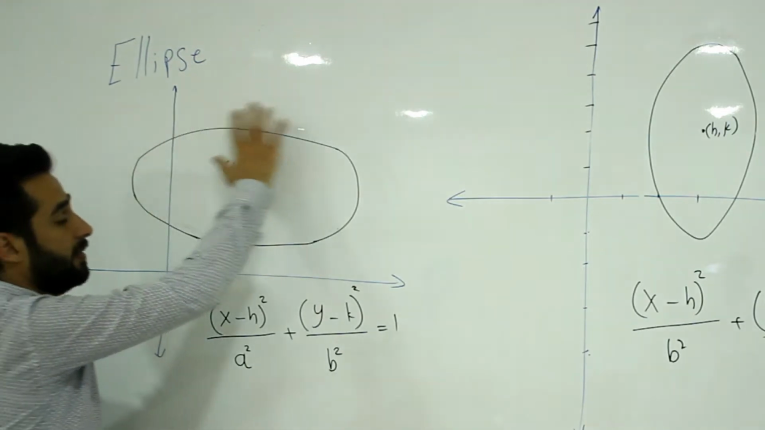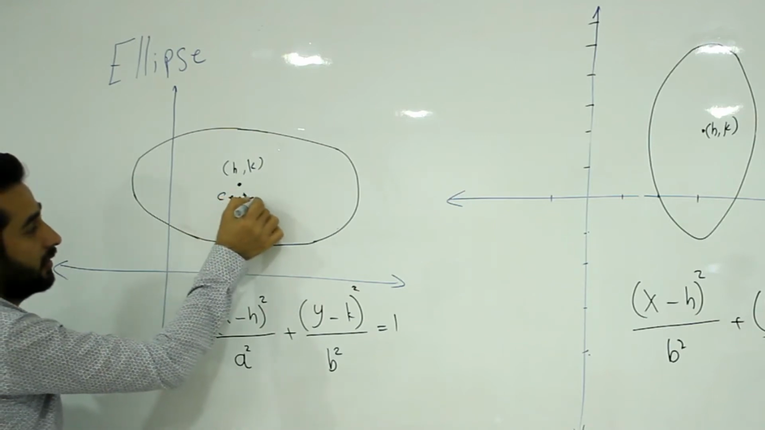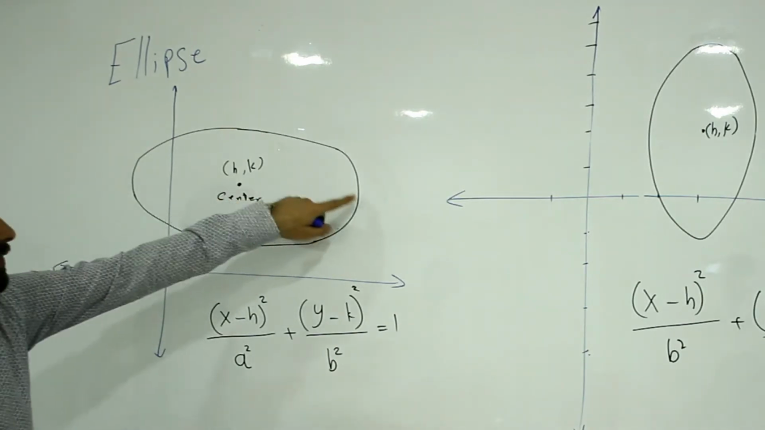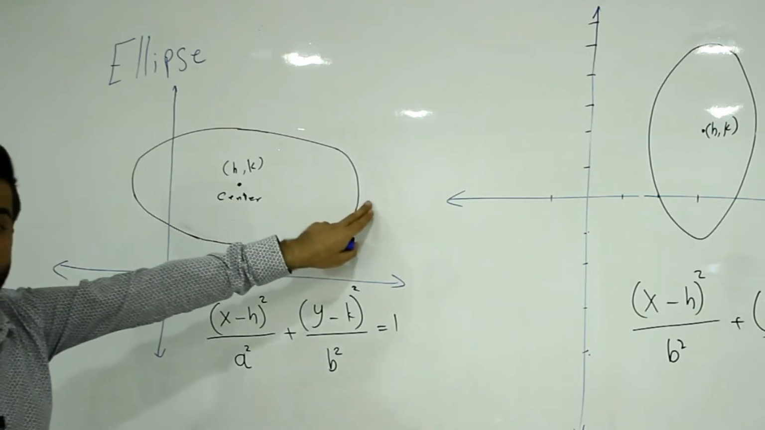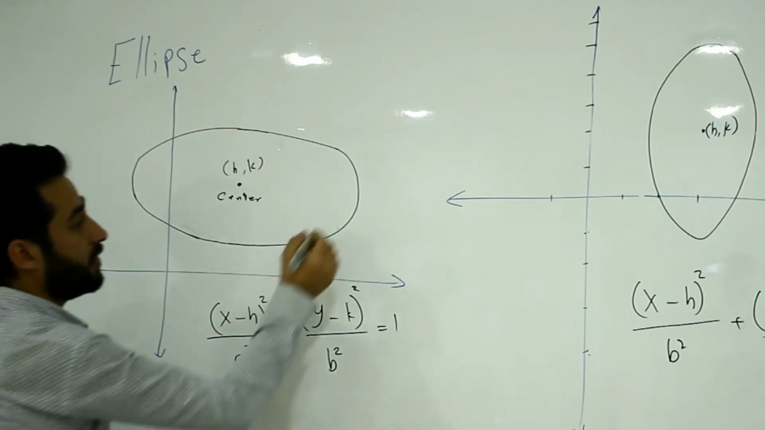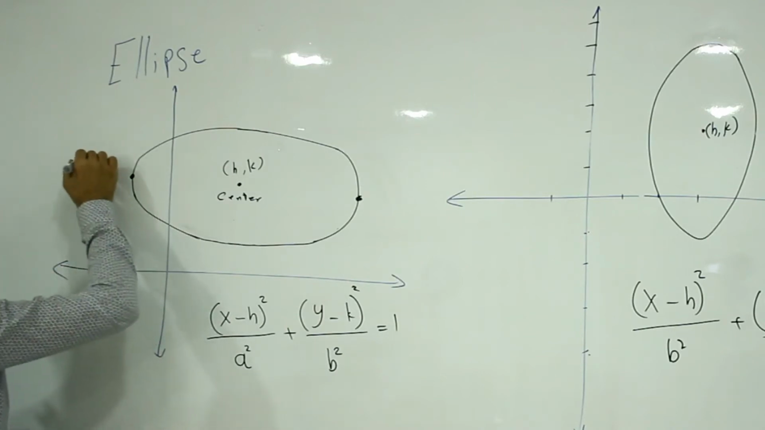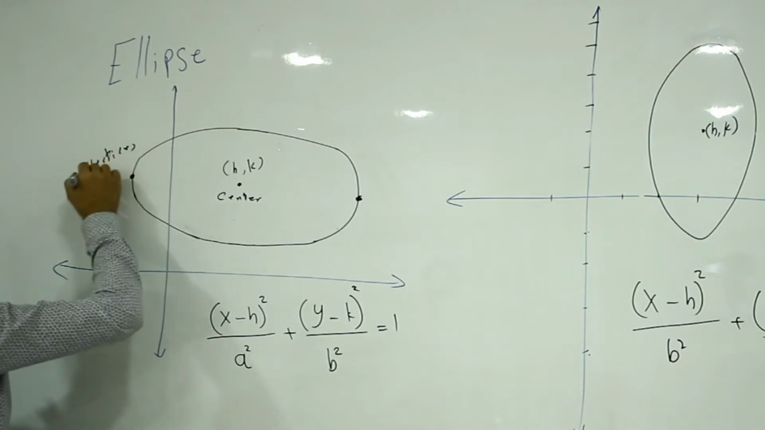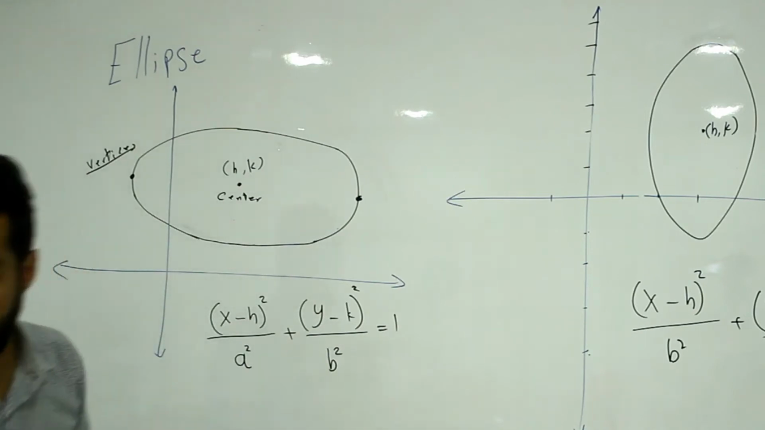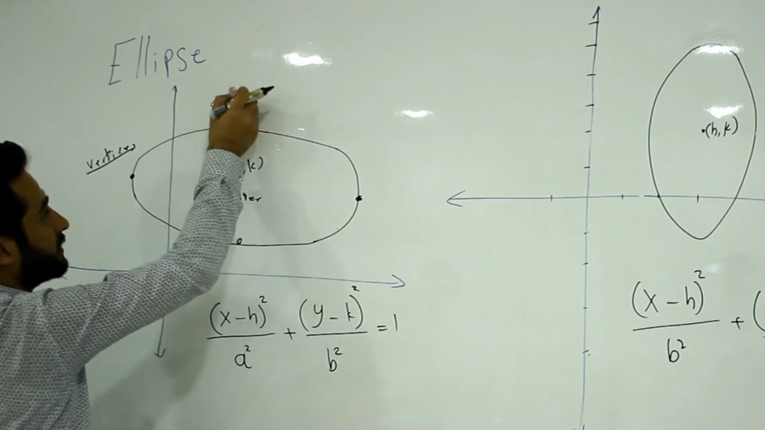Now, the main thing is the center. This is the center of the ellipse. By this center, we can find all the elements, like vertices, secondary vertices, foci. Those two corners are called vertices. Okay? Those are vertices. And those two, let me put it in another color, those two we call secondary vertices.